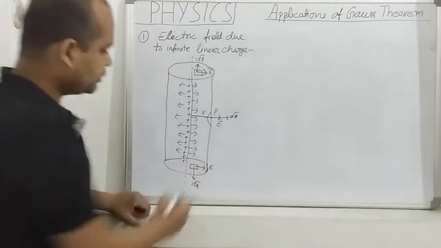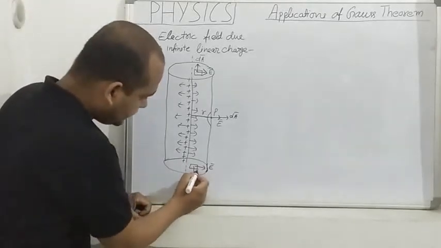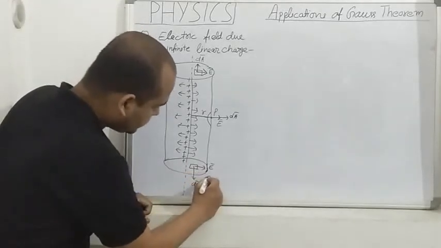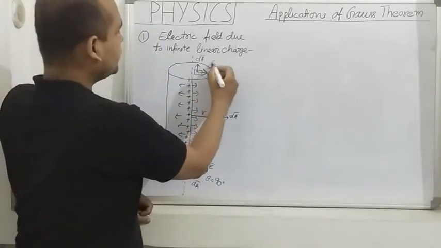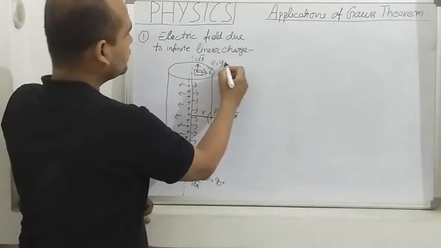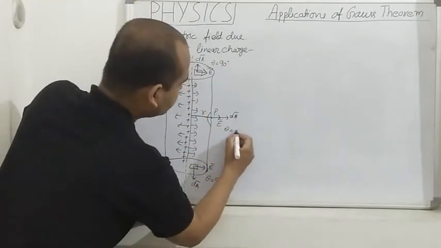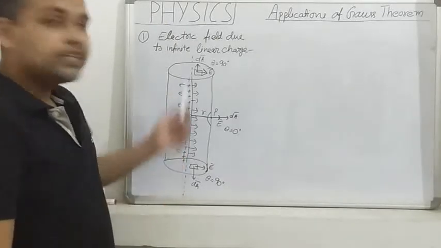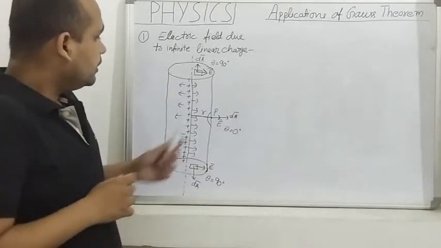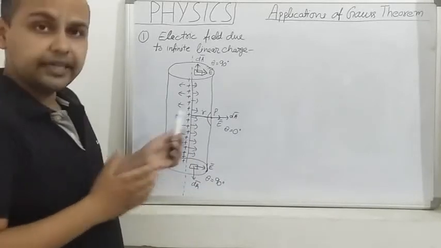Electric field here also will be what? Horizontal. So again you can see that here theta is equal to 90 degree. Here also theta is equal to 90 degree. But here theta is equal to 0 degree. So from this we can conclude that the electric field, or you can say electric flux.